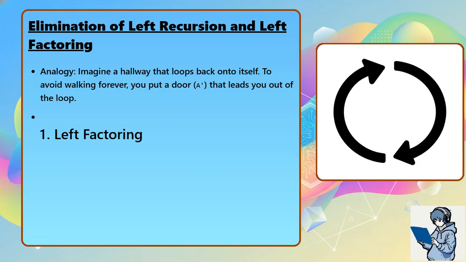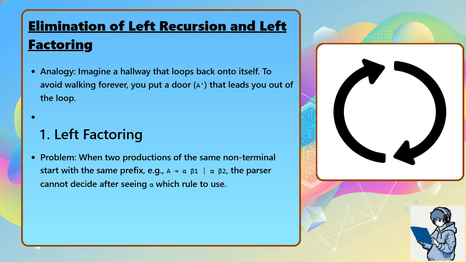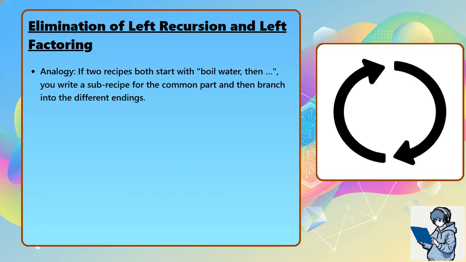2. Left factoring. Problem: when two productions of the same non-terminal start with the same prefix. For example, A goes to alpha beta 1 or alpha beta 2; the parser cannot decide after seeing alpha which rule to use. Solution: factor out the common prefix. A goes to alpha A prime; A prime goes to beta 1 or beta 2. Analogy: if two recipes both start with boil water, you write a sub-recipe for the common part, and then branch into the different endings.